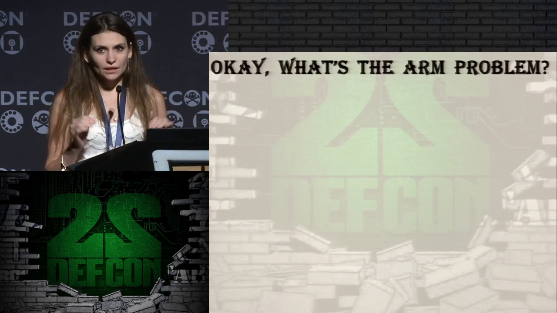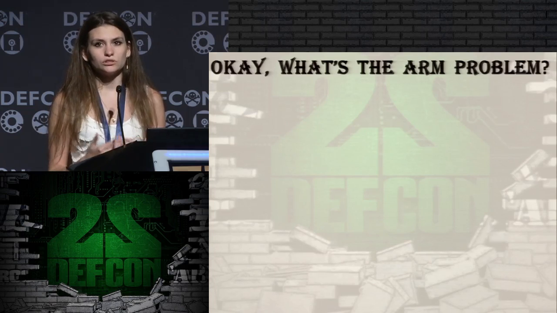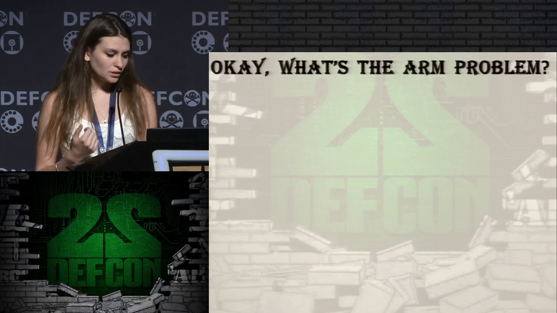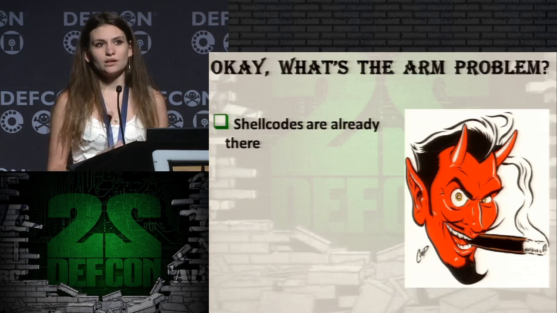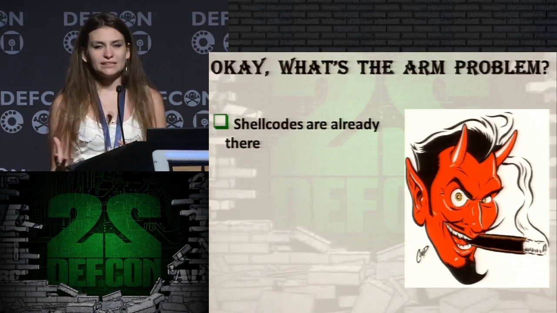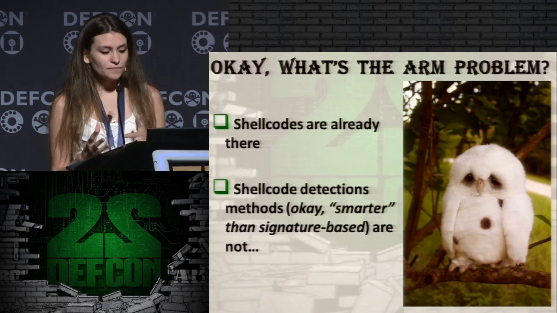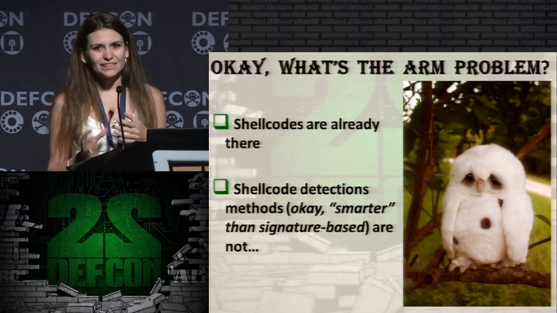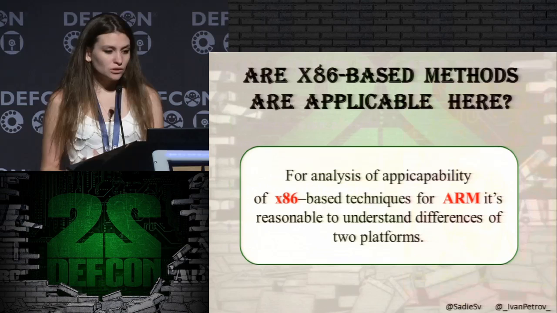As I mentioned before, we have a huge base of detectors which focus on detecting shellcodes on x86. What do we have for the ARM platform? We have already seen shellcodes. They already exist in public repositories such as exploit-db or the Metasploit database of exploits and so on. But unfortunately, we don't have shellcode detection methods that are at least a little bit smarter than simple signature-based ones. So what are we going to do about it?